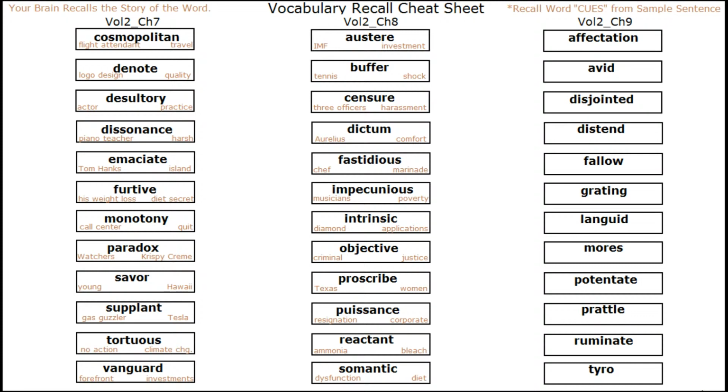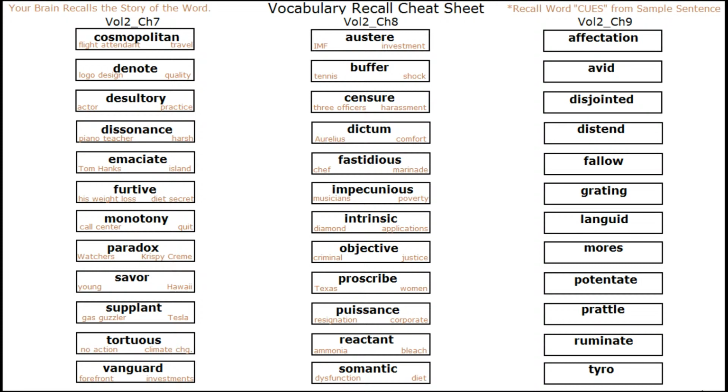Now, the word impecunious might be a little bit difficult to remember, but if you remember the keywords attached to the word, then it's quite simple. Musicians and poverty, and the sample sentence had to do with musicians who eventually become wealthy, and spend a lot of time reflecting on the poverty of their childhood. Many wealthy musicians can convey stories of living in very, very deplorable situations. So you'll know that the word impecunious has to do a lot with the nature of poverty.